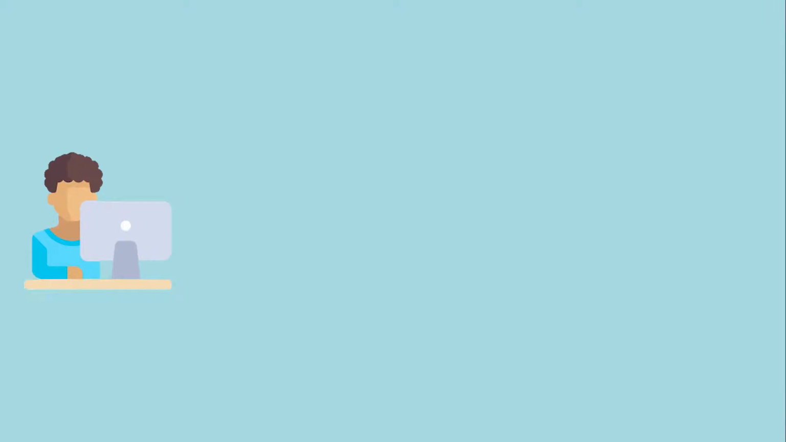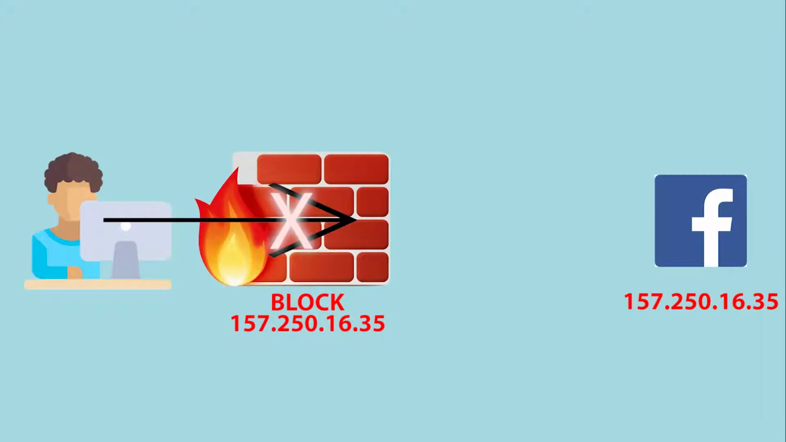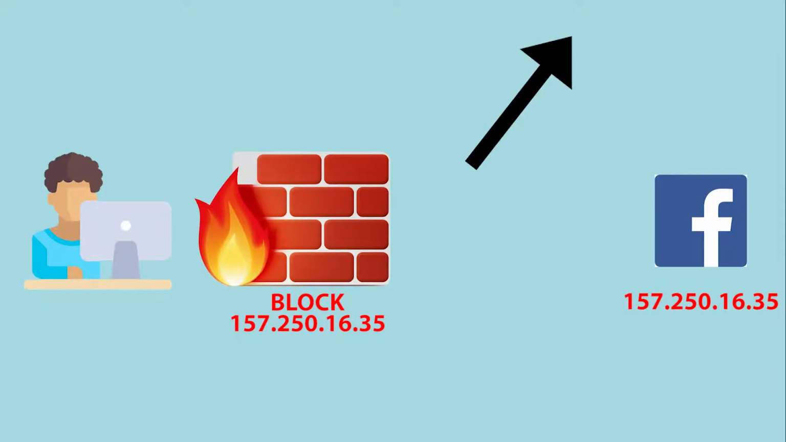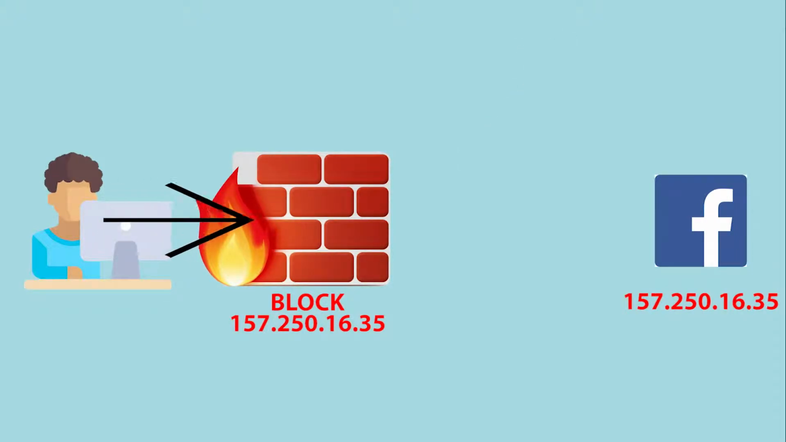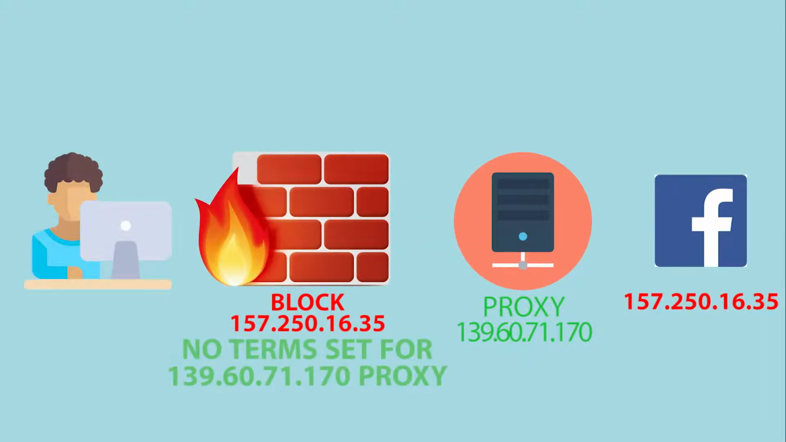Suppose a student wants to connect to Facebook, but the school authority has set the firewall to block the IP of Facebook, because a domain name also has an assigned IP address. If you want to know more about it, you can check this video from the card. Now, if the student connects to a proxy server, he or she can do it very easily, because the firewall will not block the IP of that proxy server.